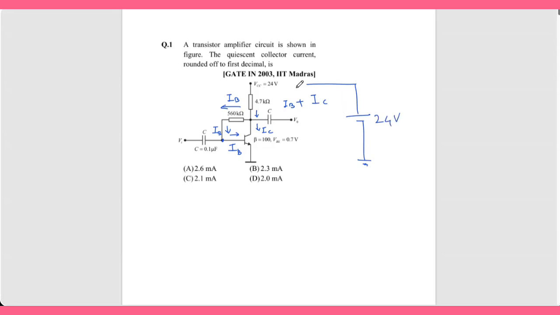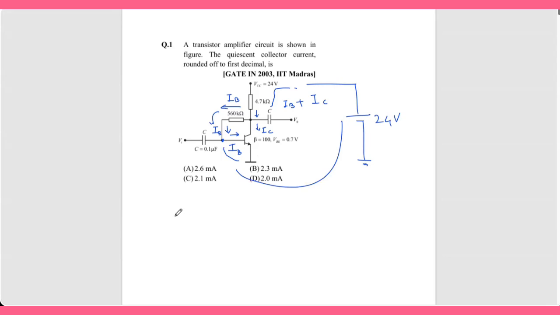Then you take a loop. That loop will come here, then go through this 560K, then come through this drop and complete the loop. So that means this 24 volt is applied, and there is a drop in this 4.7K. Drop is IB plus IC into 4.7 kilo ohm, plus this drop is 560K into IB, plus this voltage is 0.7 volt.